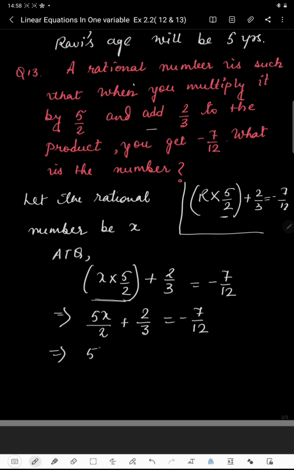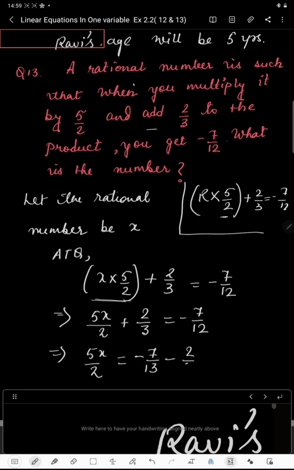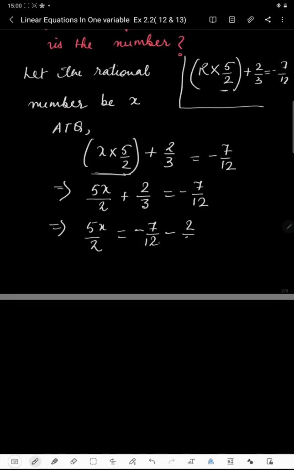Now 5x by 2 will remain the same on the left hand side, and 2 by 3 will be transposed to the other side, so it will be negative. So here was minus 7 by 12, and 2 by 3 will be transposed to the right hand side, so it will be minus 2 by 3. Now 5x by 2 will remain the same on the left hand side.